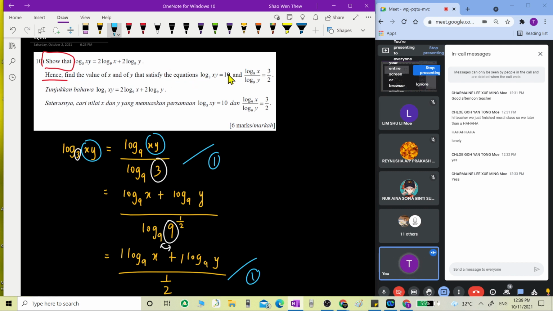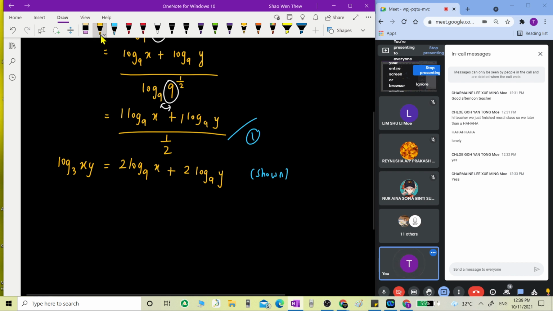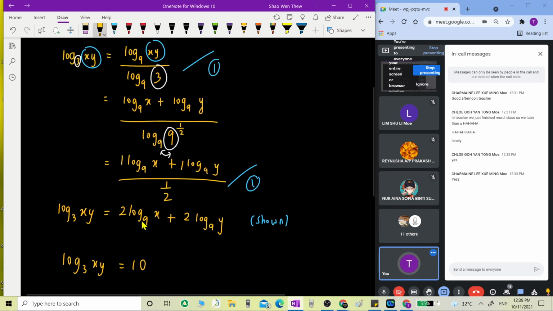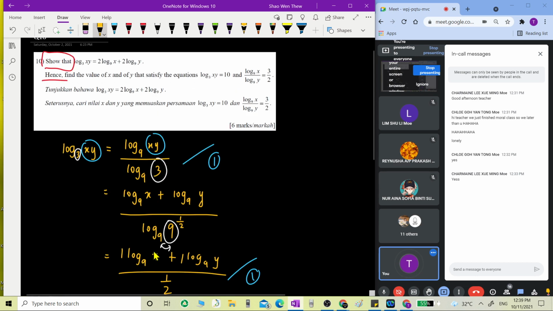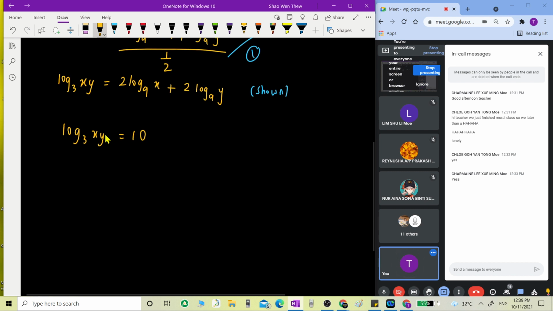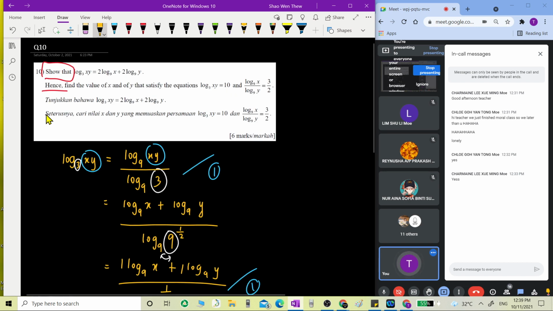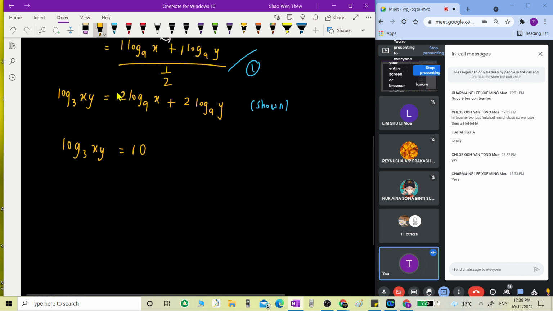So this one actually is a simultaneous equation now. You have two equations, log 3xy equal to 10. I think we do one by one first. We focus on this one before we write this one. Now you observe, log 3xy, just now we already show this one equal to these two terms, right? Because of the word hence, we need to use this result to put here.